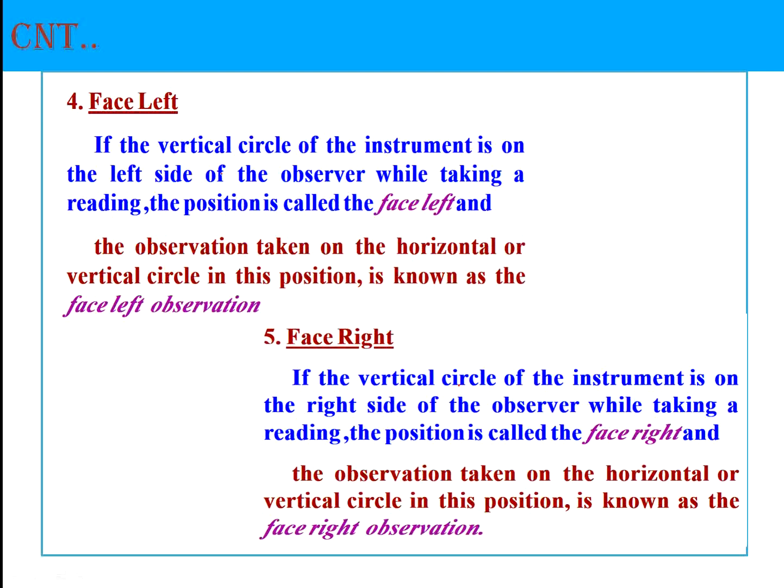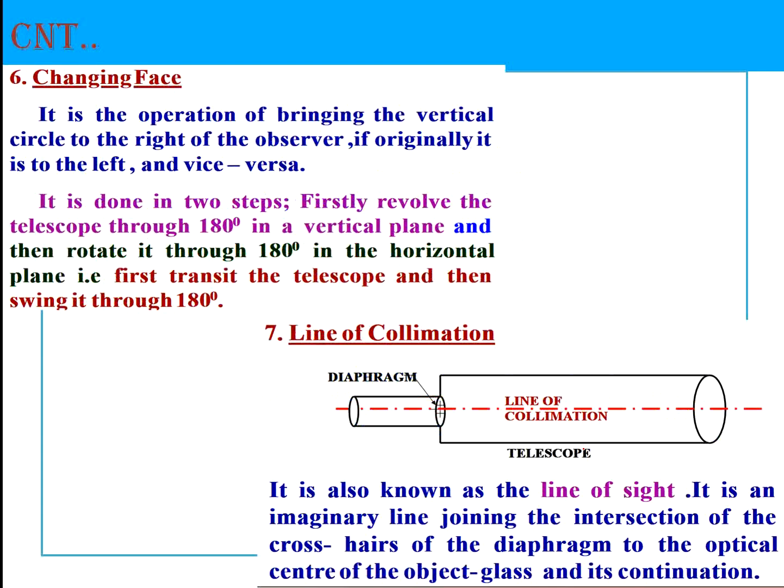Now, what is face left observation? See, when the vertical circle of the instrument is to the left of the observer, then the observation made in such a condition is known as face left observation, and that condition of the theodolite is known as face left. Now, similarly, if the vertical circle of the instrument is to the right side of the observer while taking your observation or booking the readings, that condition will be called face right, and observations taken are known as face right observations.